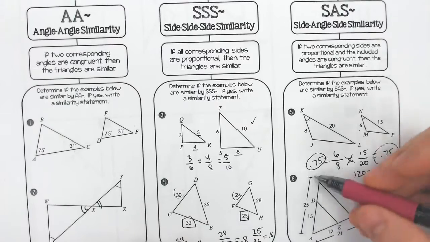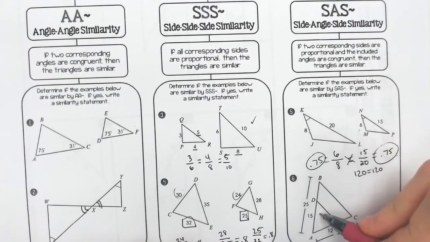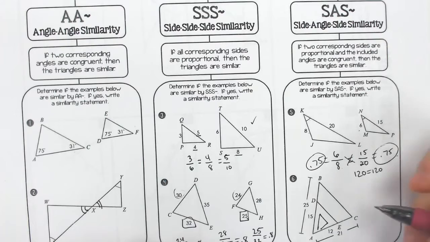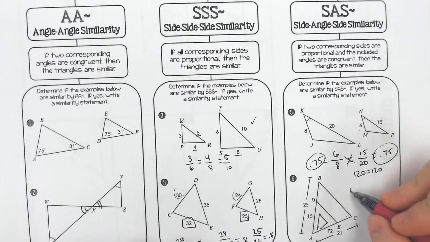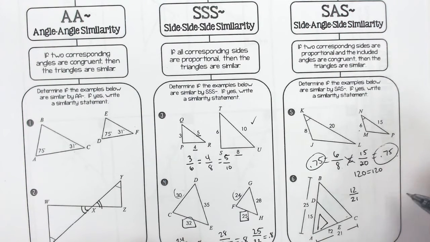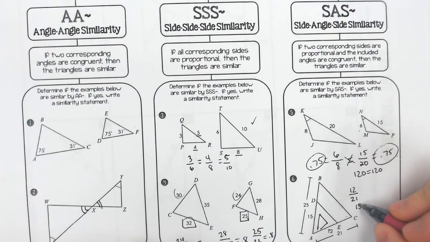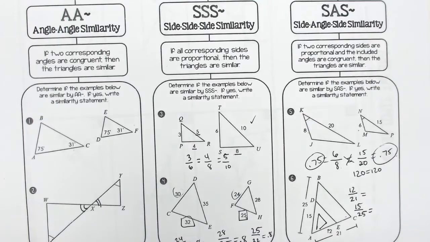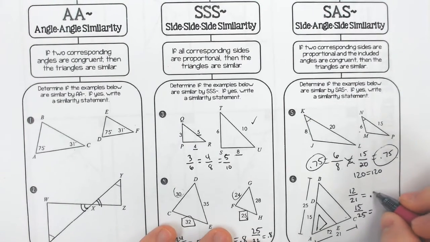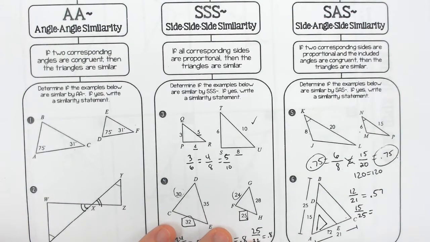This last one, you need to be careful because the small triangle is here. So that would be a 12, and the bigger triangle would be 21. So 12 over 21 had better be equal to 15 over 25. So we've got to divide those both. So 12 divided by 21 is an ugly number. It's like 0.57. And if we do 15 divided by 25, we should get the same number.